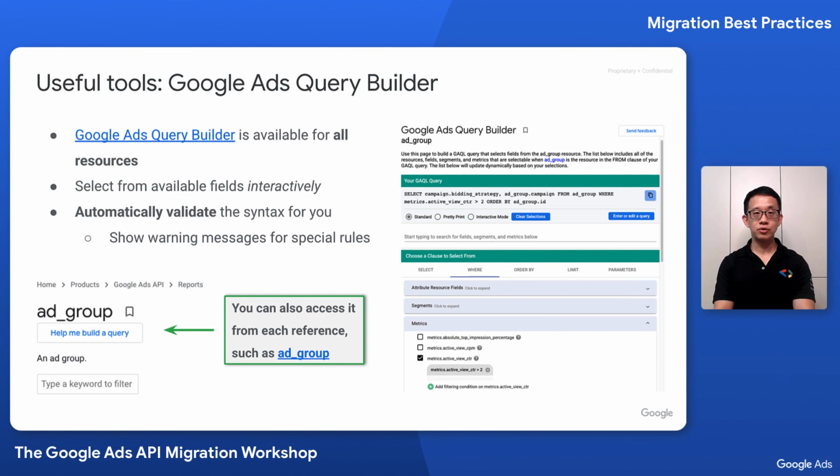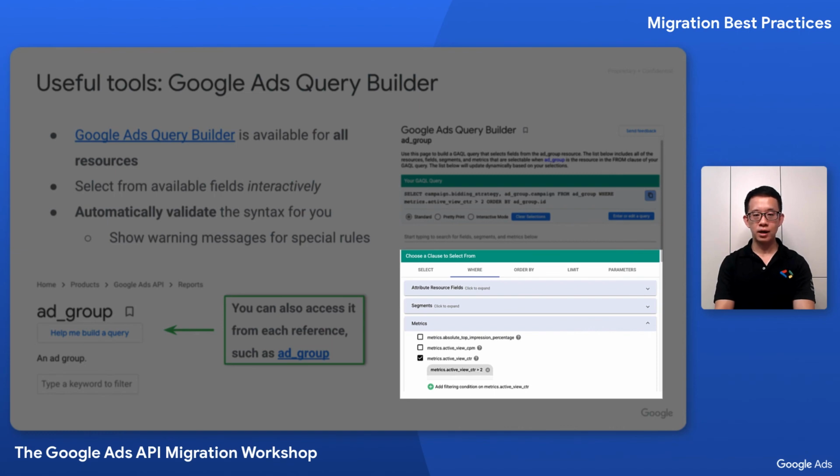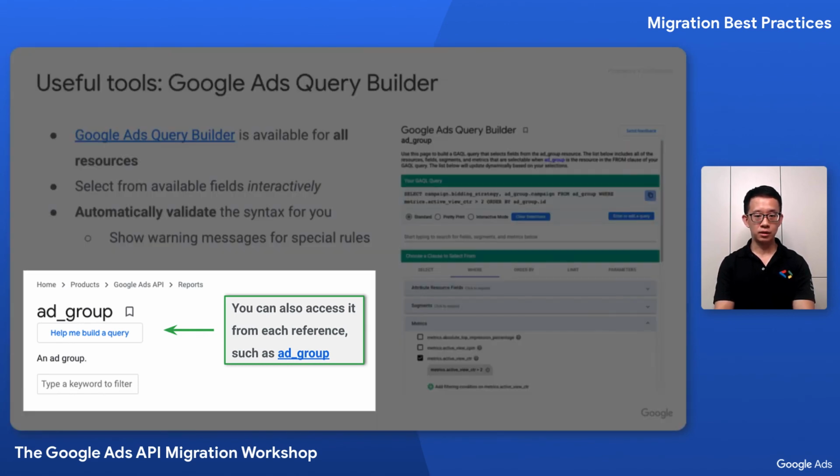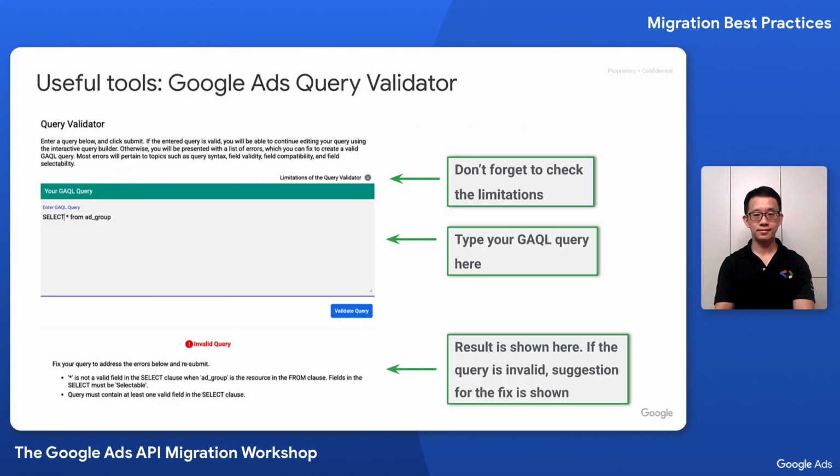I would like to introduce you to some useful tools that our team created. The first one is Google Ads Query Builder, which is available for all resources. You can select from the available fields interactively, and the tool will automatically validate the syntax for you and will guide you through all the rules, like the segmentation rules that I mentioned before, and show warning messages when you violate those rules. Alternatively, you can also access it from each reference doc, like in the case of the ad group shown on the slide. There will be a button below the title of each reference.